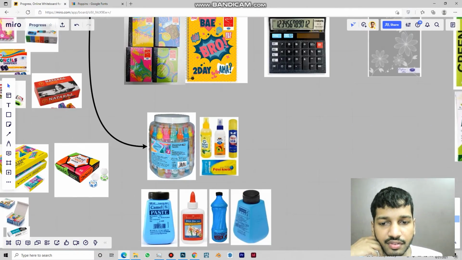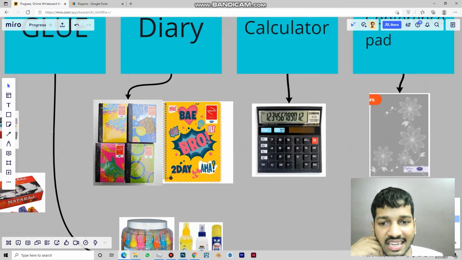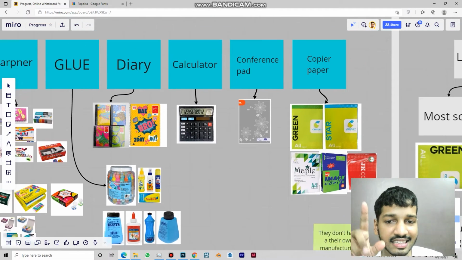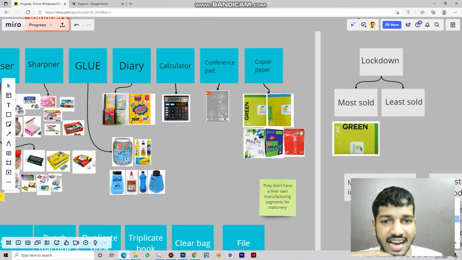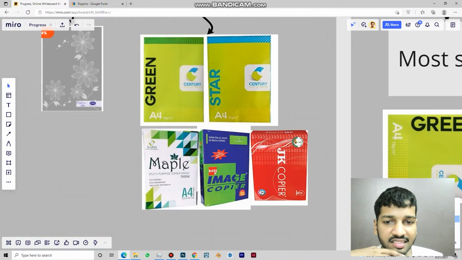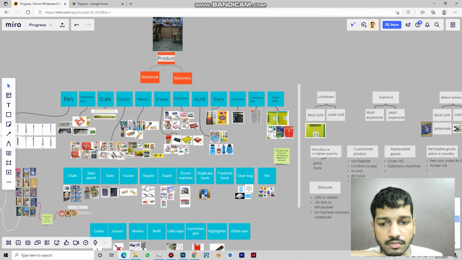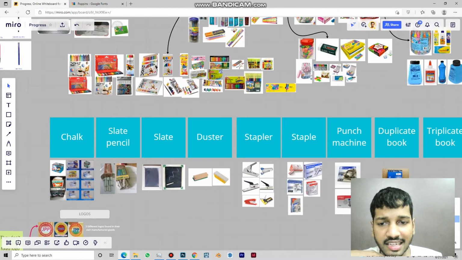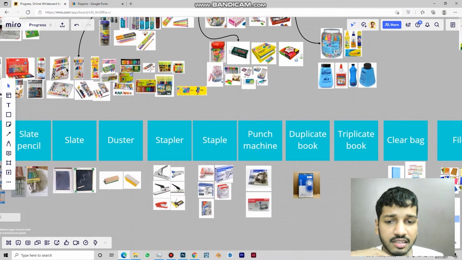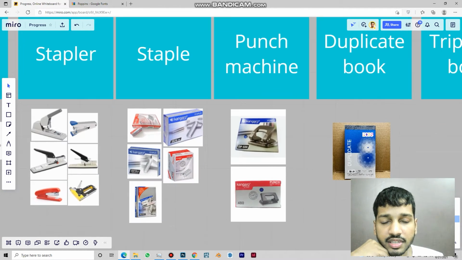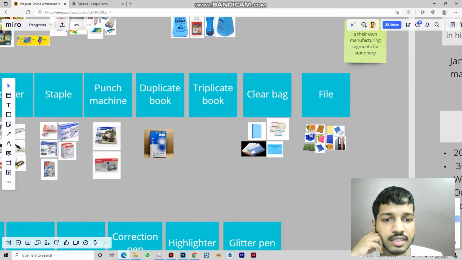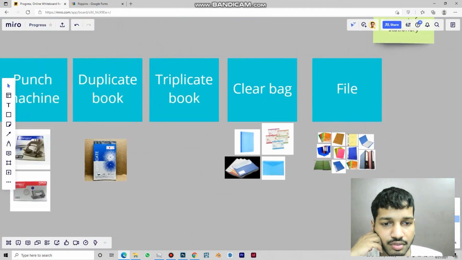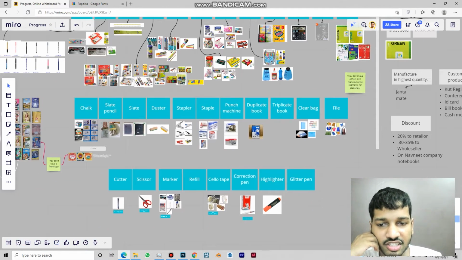What type of diaries do they have? Calculators: they had a single calculator only. Then they had a single conference pad, copier paper. They had this stuff. And then chalk, slate pencil, slate, duster, stapler. The photographs also tell the company; I have not mentioned it here. Clear bag, files, cutting, reader and all.